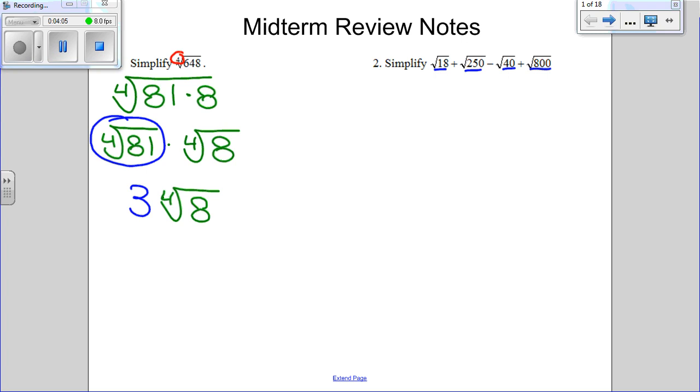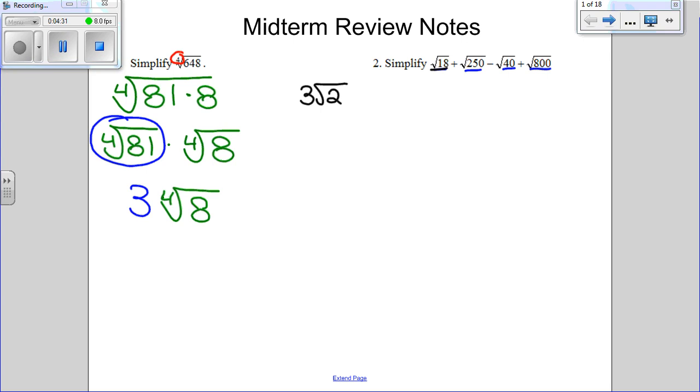Now, if you look, none of these are the same. And they're not even really close. So what you need to do is try to make them the same. And the only way we need to know how to change radicals is to simplify them. So we're going to try to simplify all 4 of these. Simplifying root 18, the biggest perfect square that would go into that is 9. The square root of 9 is 3. That would simplify to be 3 root 2.